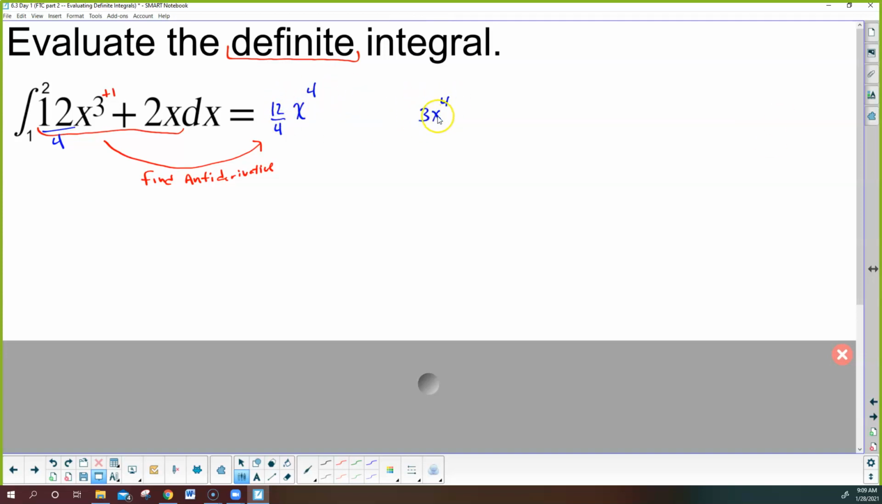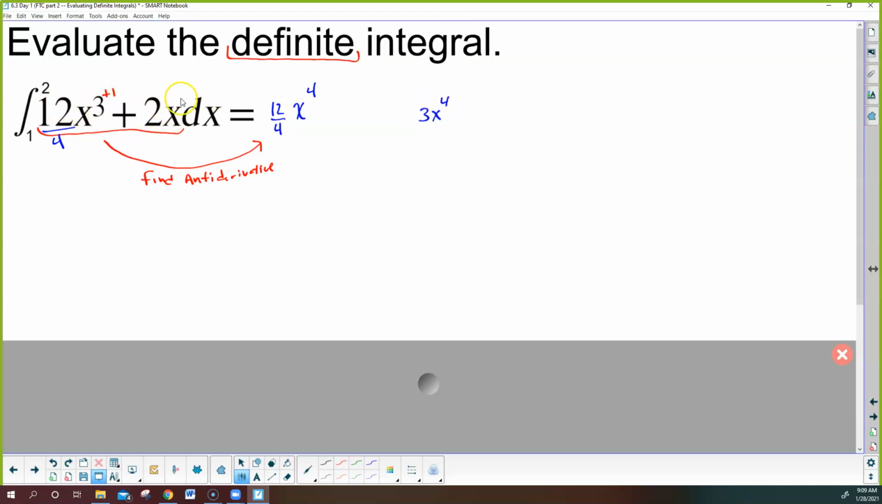Now, if I'm not sure on this answer, I can take the derivative of it and go back to where I started. Does the derivative of 3x to the fourth give me 12x to the third? Yes, that gives me the original value, right? The 4 comes down, times the 3, and we took 1 away, so I get 12x to the third.